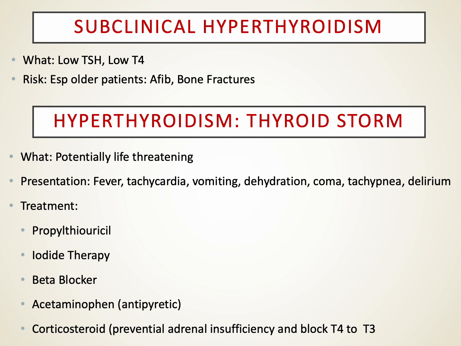What is most concerning, though, is thyroid storm, where the hyperthyroidism is out of control. This is potentially life-threatening. You'll have patients who present with fever, severe tachyarrhythmias, vomiting, dehydration, coma, tachypnea, and delirium. And in this case, we're going to use either propylthiouracil or methimazole. Either one could probably be used, but propylthiouracil probably has more historical data for its use. Also iodine therapy, beta blockers, acetaminophen as an antipyretic, and many times you'll see corticosteroid added to that mix as well.